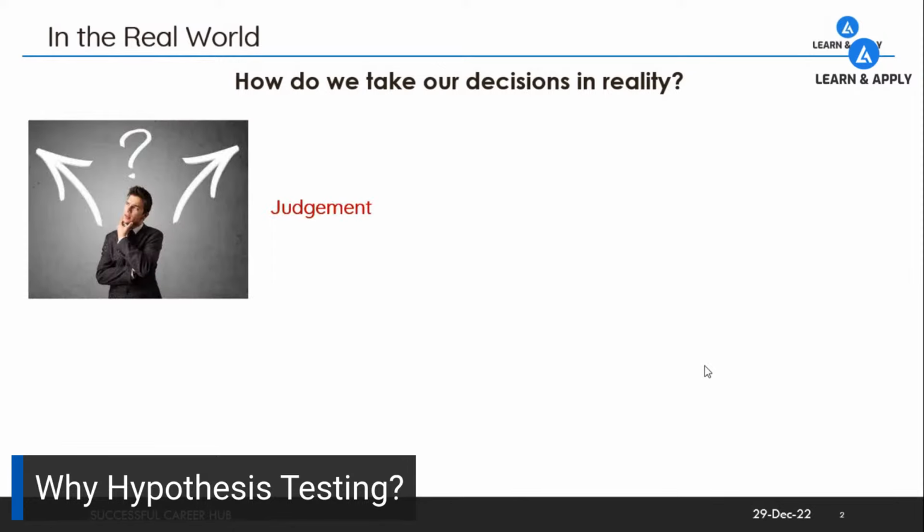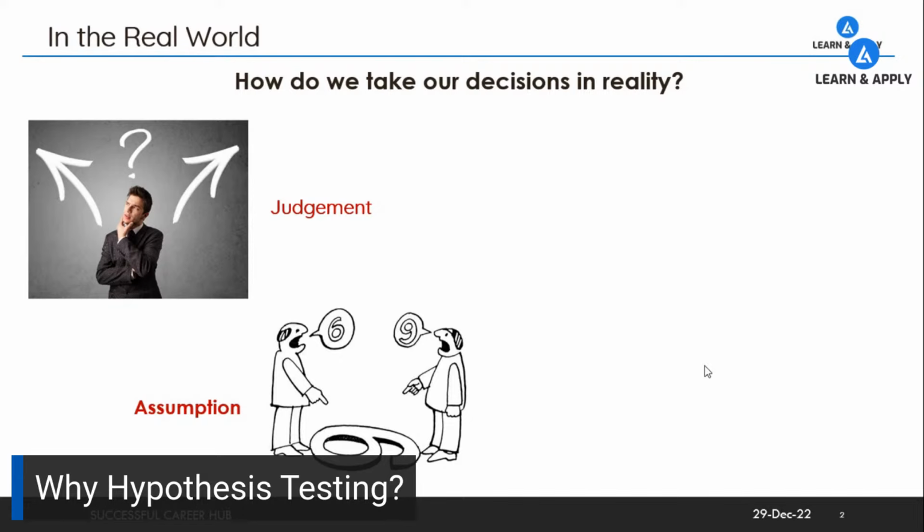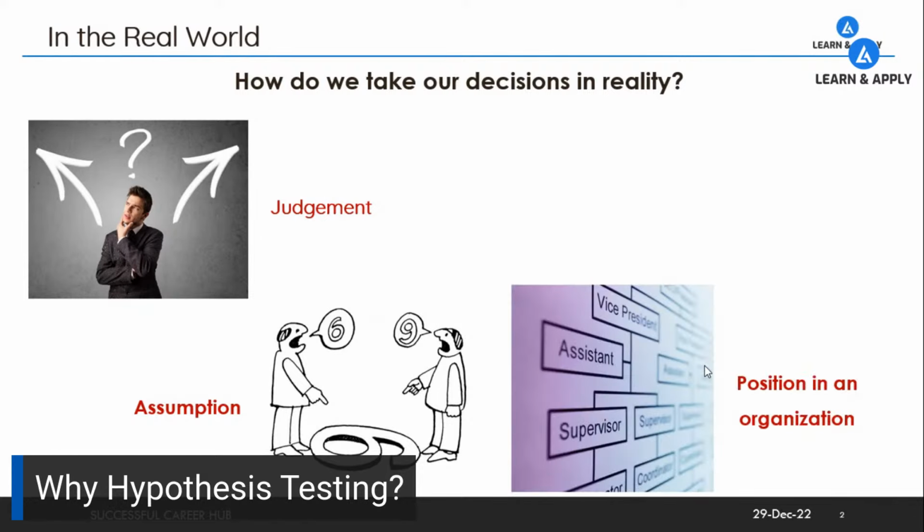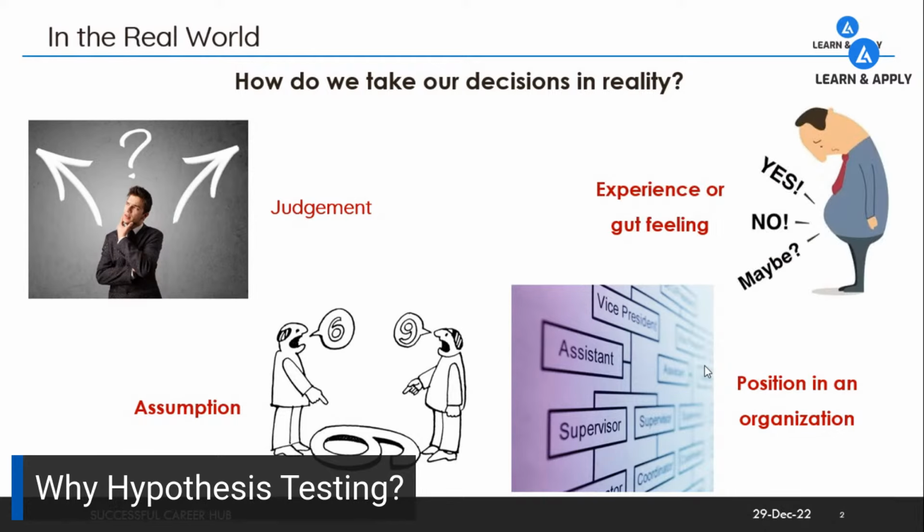The first one is we take the decision by our judgment, right? In some cases, we take the decision based on assumptions, and many times these assumptions can be wrong. Sometimes the decision is driven by position in the organization. That means whatever the higher authority person is thinking, we take the decision in that direction. And the last one is we can take the decision based on our experience, gut feeling, what we feel, whether we are feeling it's good, bad, or we are neutral.